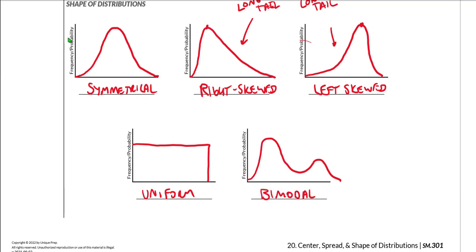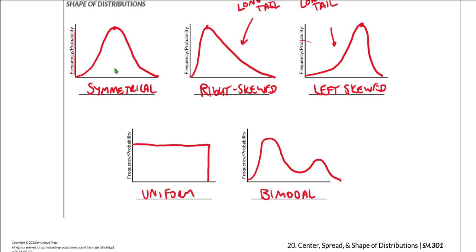So here's what's happening here. Just like with a dot plot, just like with the histogram, we've got this vertical axis that represents a frequency or a probability of a certain value occurring. So the higher the curve, the higher the frequency or the higher probability of a certain value occurring.